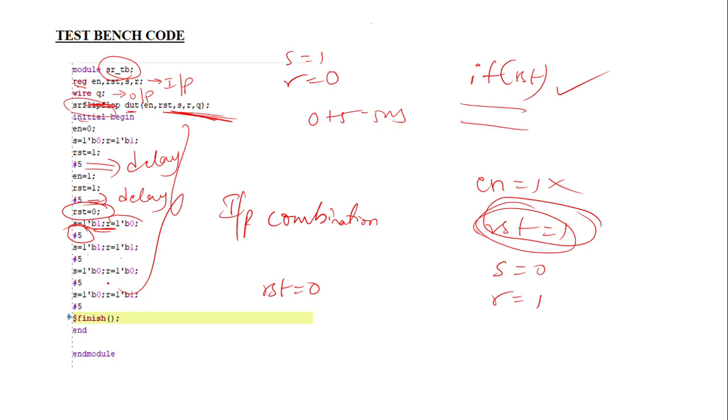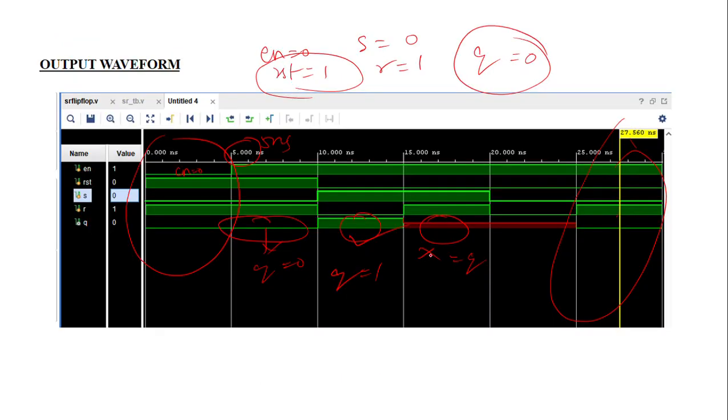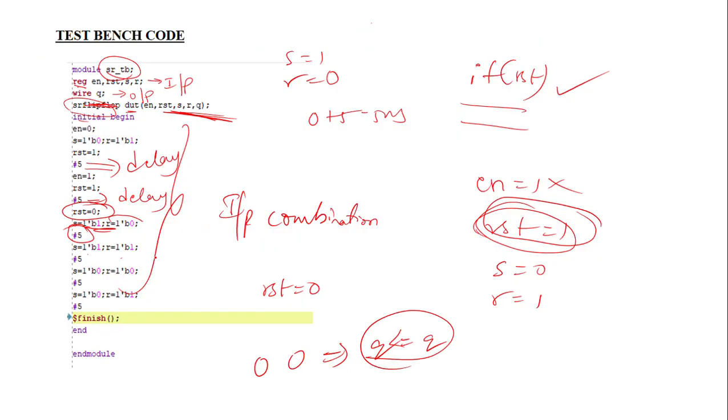After again 5 nanoseconds, 0 0. What do I give with 0 0? Q is equal to Q, which means whatever the value of Q is going to be assigned to Q. So what is our Q value here? Don't care. This don't care is going to be assigned to the next state also. The present state is going to be sent to the next state. You can observe, so don't be confused about this. Whatever the previous value of Q, it is going to be assigned to the now value also.